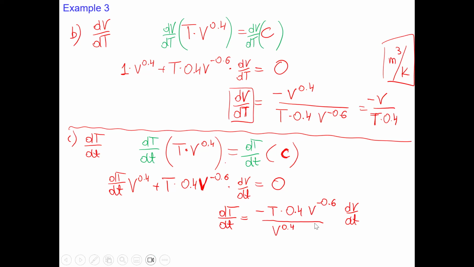And again, we may drop this down. 0.4 and 0.6 together will be 1. It means the final answer, let me put this, dV/dt, it will be negative 0.4 T divided by V. And we may notice this answer is actually part A.